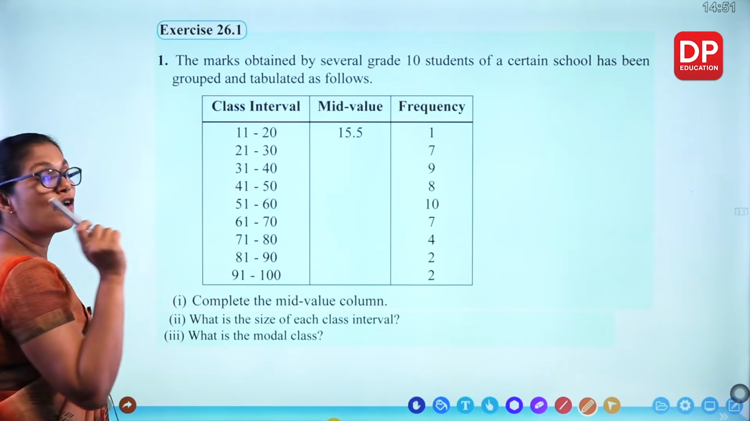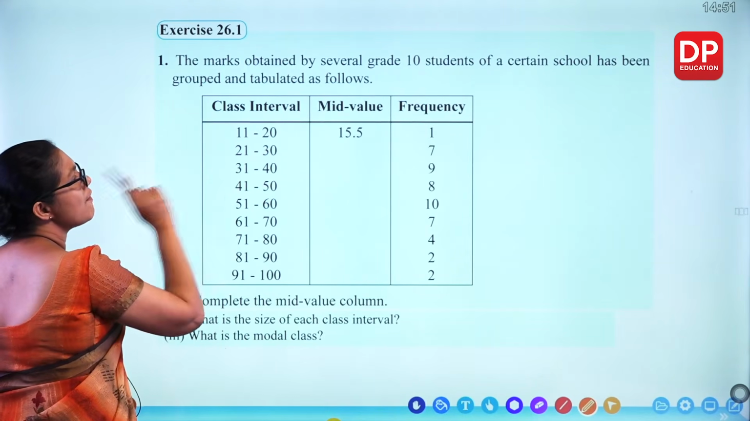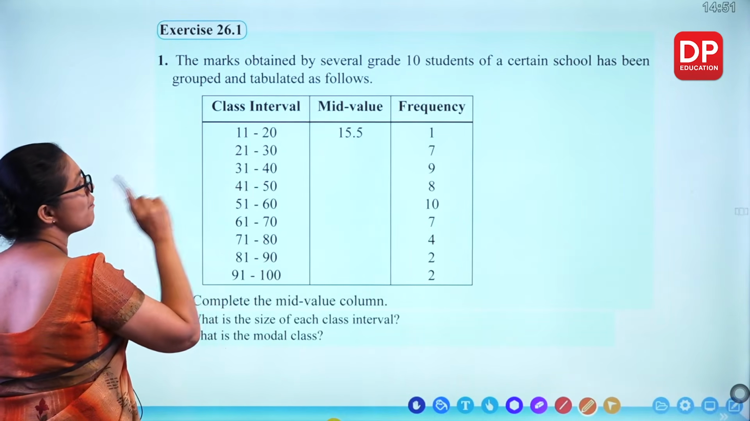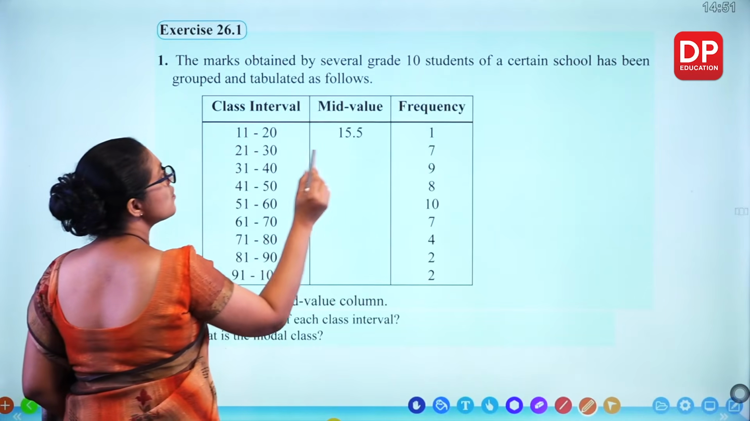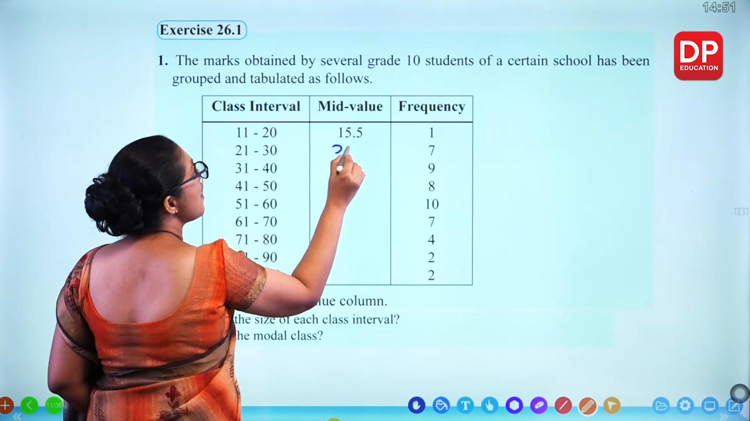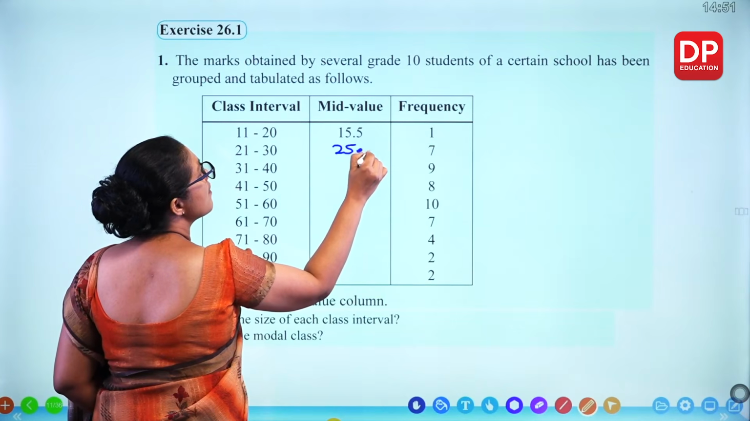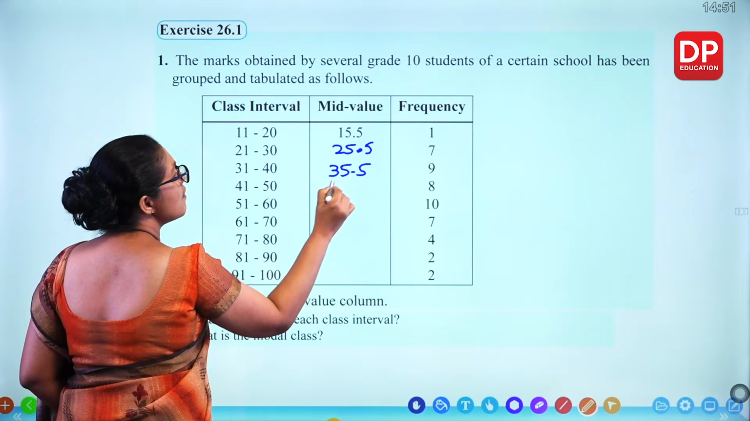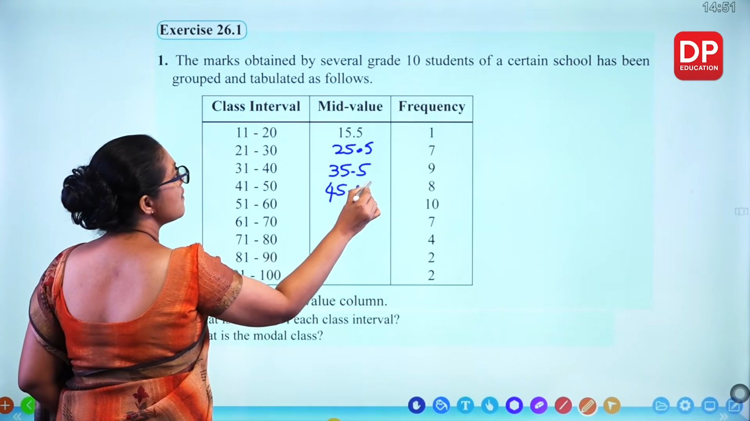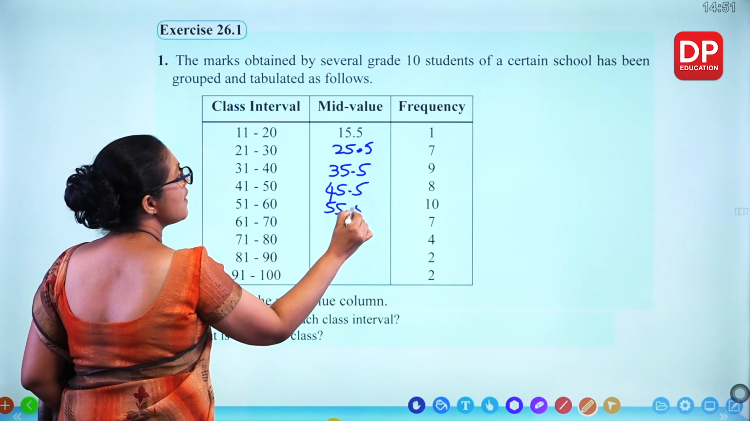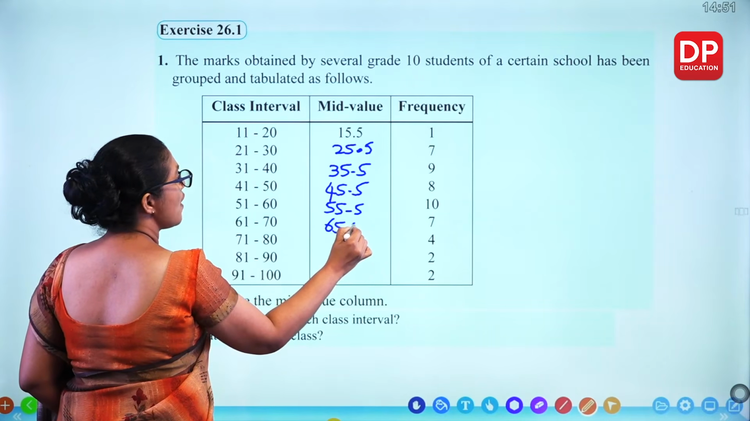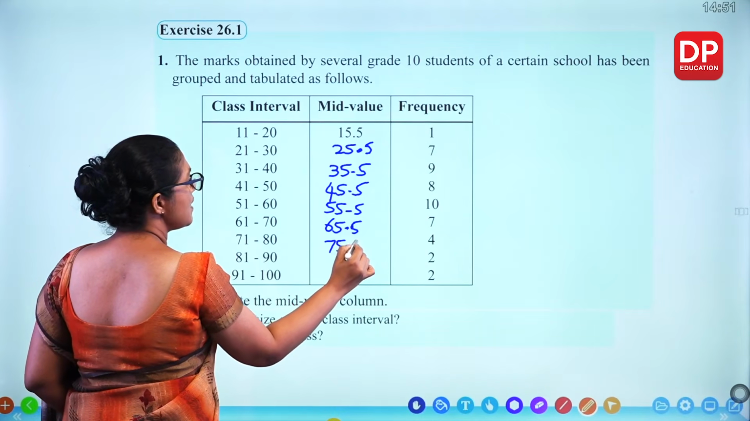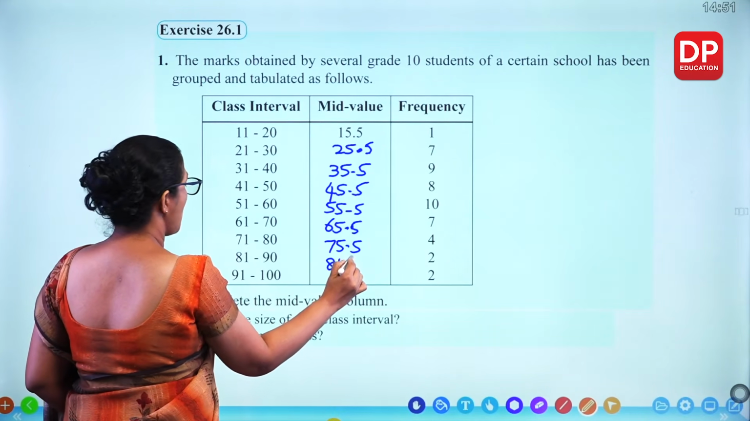So how can you find out the mid-value? Add and divide by 2. 11 plus 20, 31, divide by 2, 15.5. 21 plus 30 divided by 2, you get 25.5. This one, 35.5. 45.5, 55.5, 65.5, 75.5. Add and divide by 2, 81, 85.